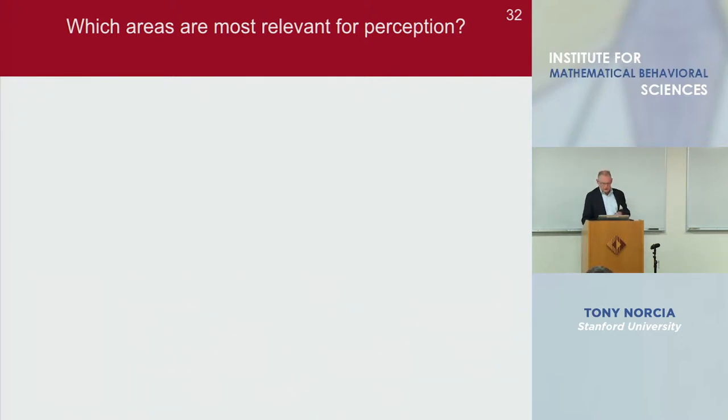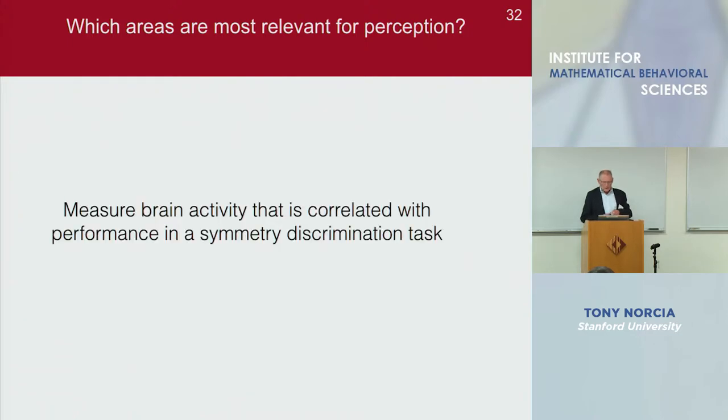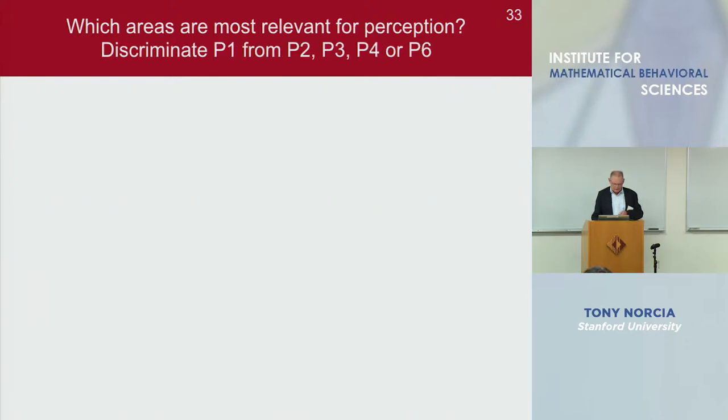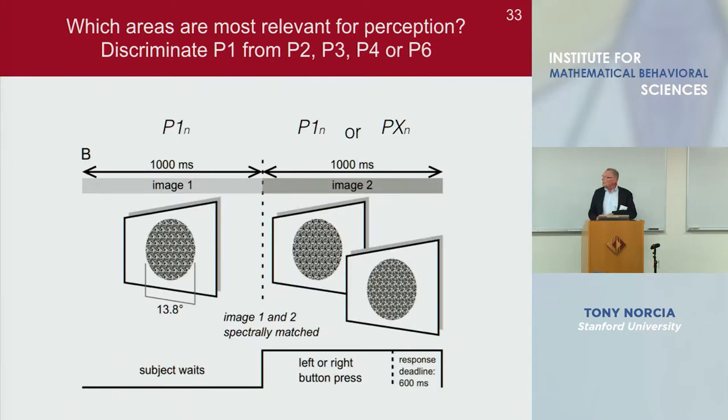So to answer that question, we need to measure brain activity and correlate it with performance on a perceptual task. And so we're going to use a symmetry discrimination task to do that. And again, we'll use the wallpaper patterns. And the subject's job is going to be to discriminate a P1 pattern from either P2 on some trials, P3 on some trials, P4, or P6. So the task is: is this not P1? And it's a very simple task.